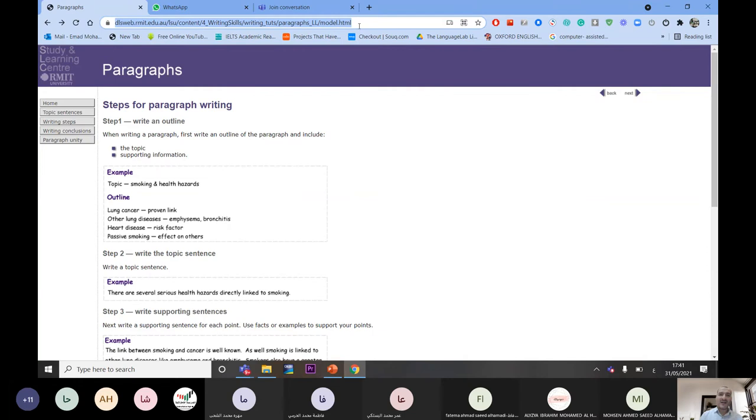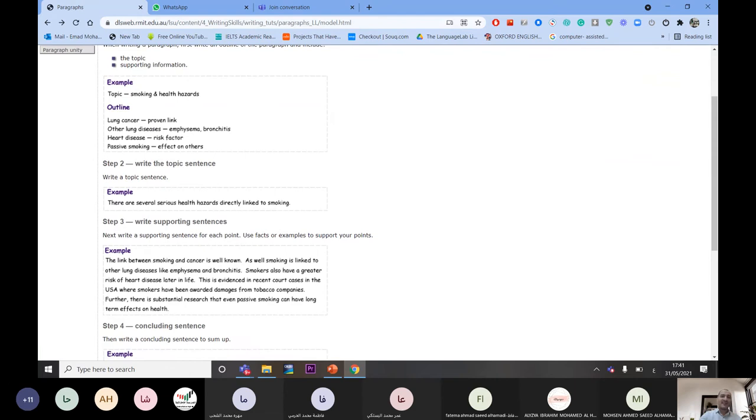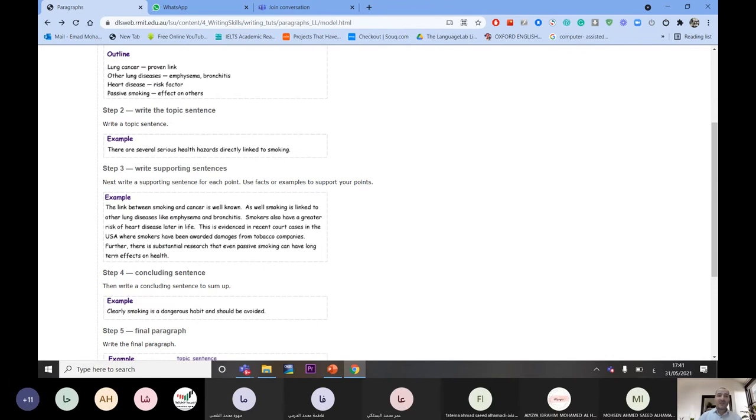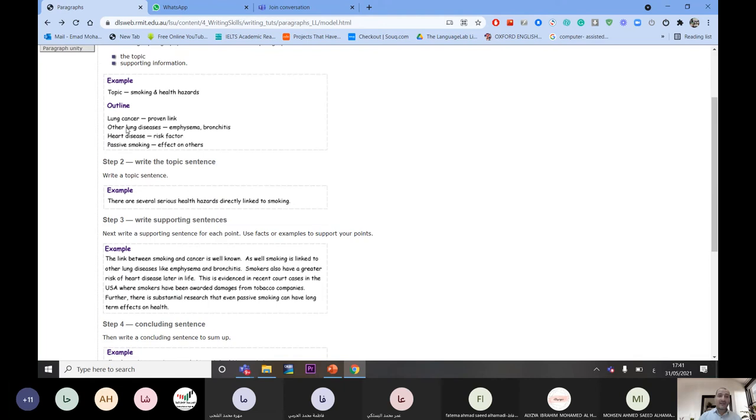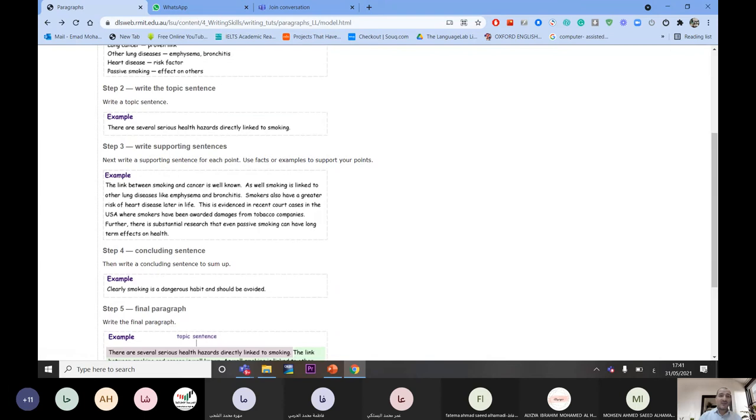Here are the steps for paragraph writing. We talked about that. You start with a topic sentence, for example, smoking and health threats. Outline your writing. You're going to talk about the health problems related to smoking and health hazards, like lung cancer, other lung diseases, heart diseases, and passive smoking. We don't smoke, but you sit with people or get in touch with people who smoke. Write a topic sentence like, there are several serious health problems and hazards directly linked to smoking.